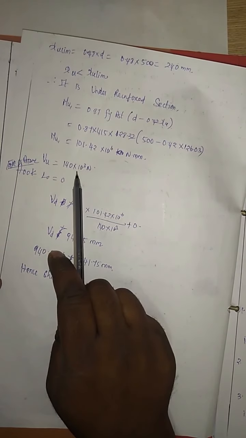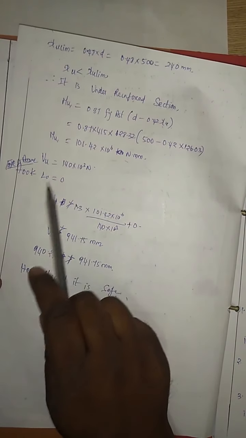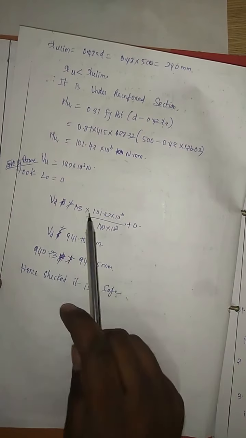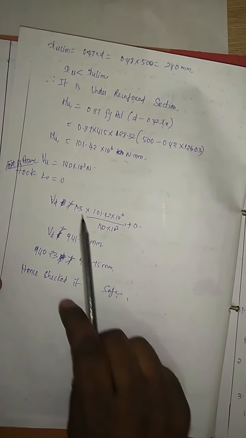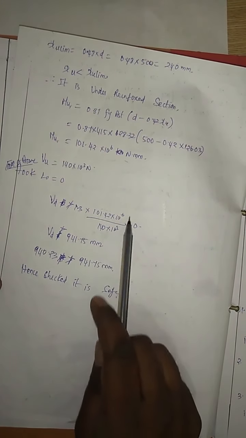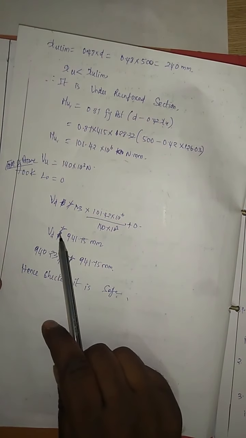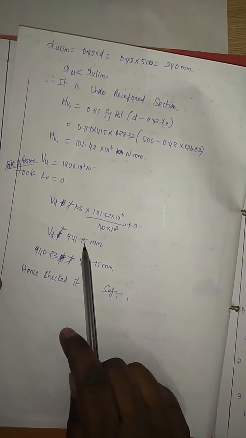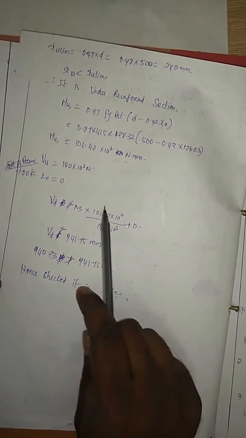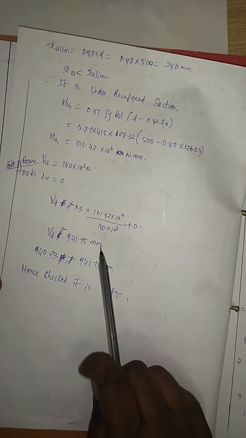V is equal to 140 into 10 power 3 Newton. So L0 you will always take as 0. Substitute the values in the check: 1.3 into 101.42 into 10 power 6 divided by 140 into 10 power 3 plus 0. So LD should not be greater than this value. If you substitute, you will get 941.75 millimeter.